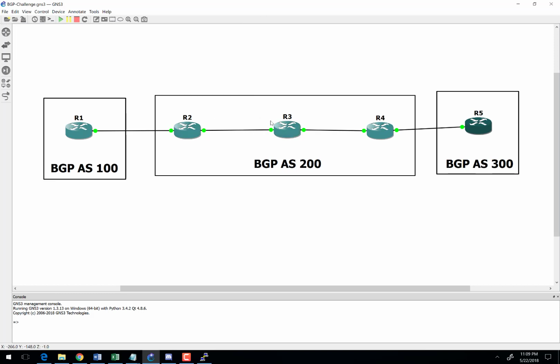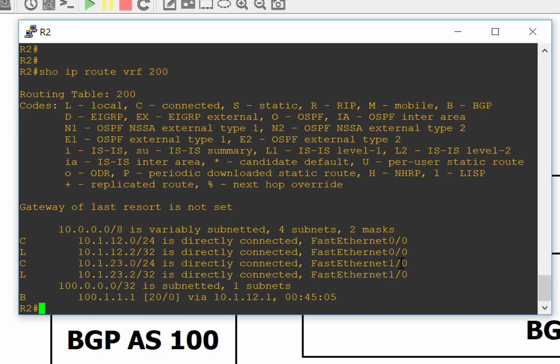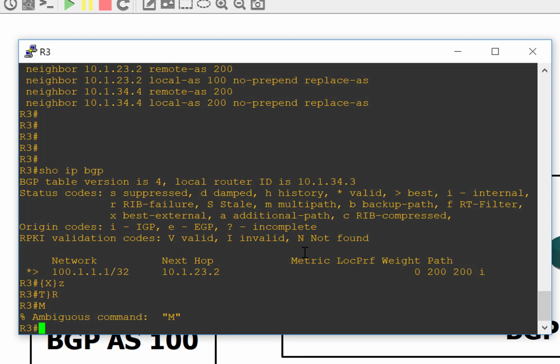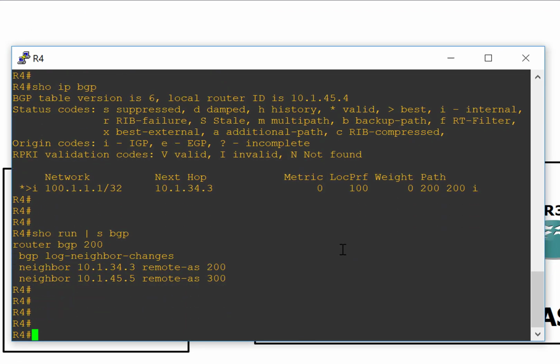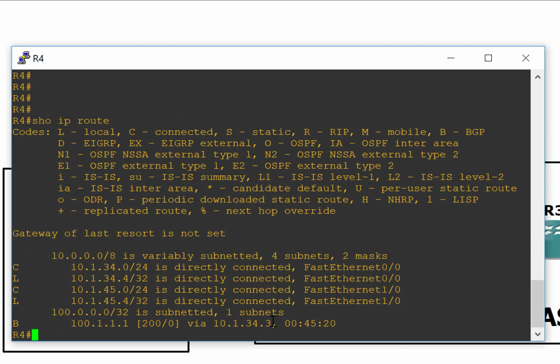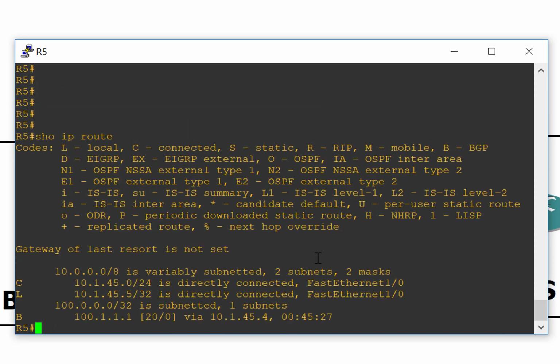Because we are using the local AS feature here on router 3, each of these does a next hop self. So from router 2's perspective, our next hop is back to router 1. Our next hop is back to router 2. Our next hop is back to router 3. And our next hop is back to router 4.